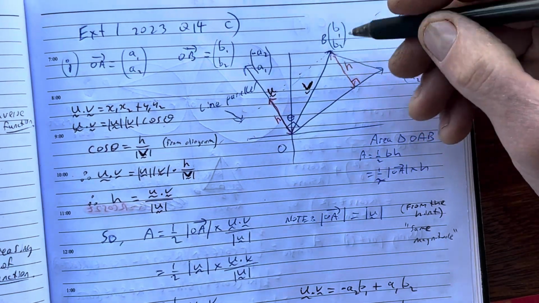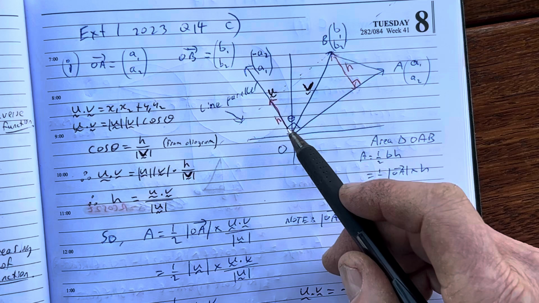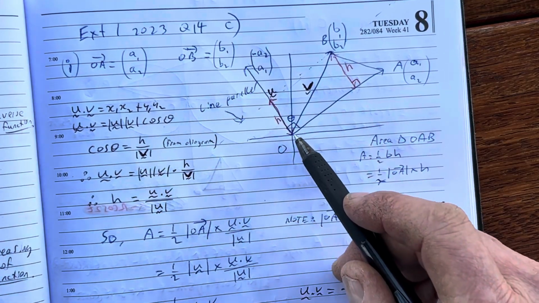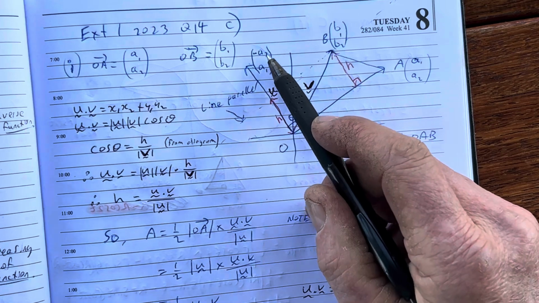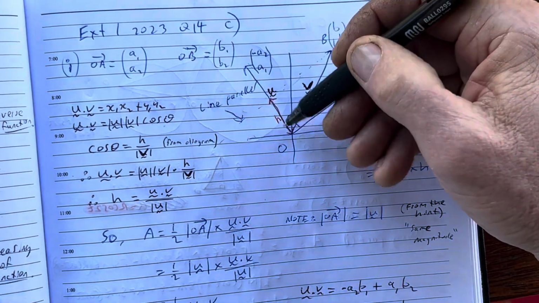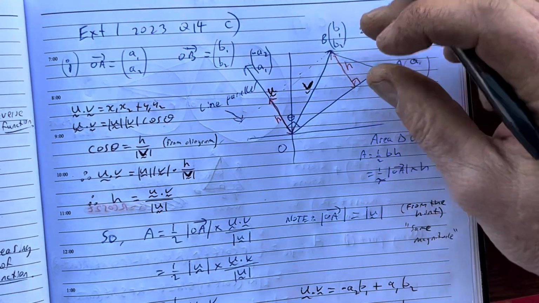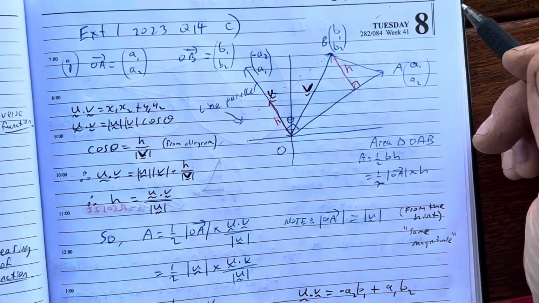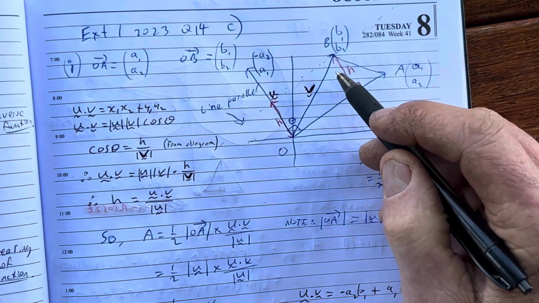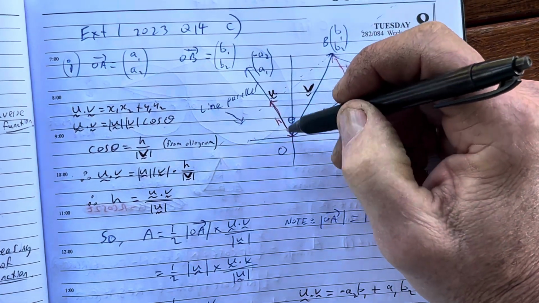So what's the perpendicular height? Well, using the hint, we want to write straight away this vector here that's perpendicular to it is (-A2, A1). So you swap them around and put a minus. So that perpendicular height is that, which is the projection of V onto this vector that's perpendicular to OA. So what is that length? Okay, we need an expression for that length.